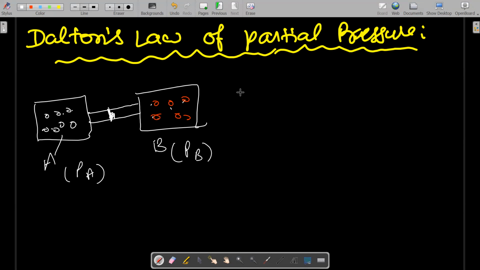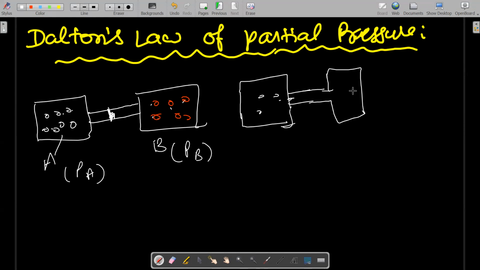Suppose we open it, what will happen? There's an open area. When it is open, all of you know what will happen. The gases will start moving here and there till equilibrium is achieved. Some gas A will be here, and similarly the B gas particles will be coming over here. So now there is no pure gas pressure. There is a mixture of gas. Now the gases are present everywhere.